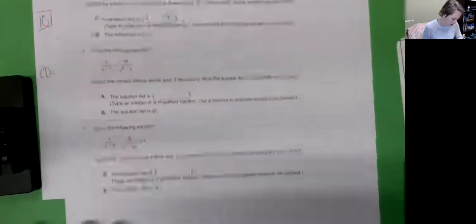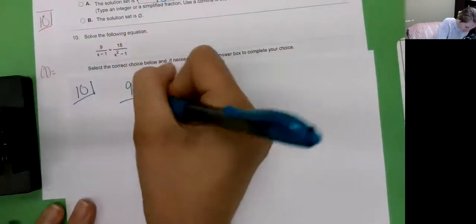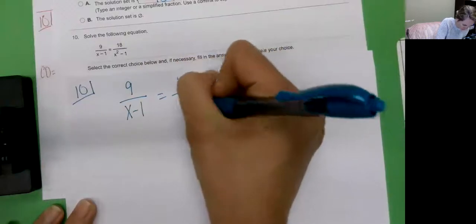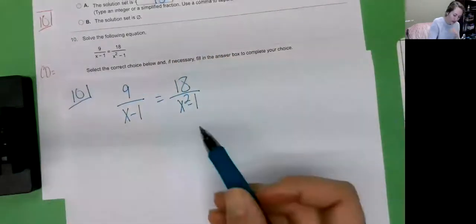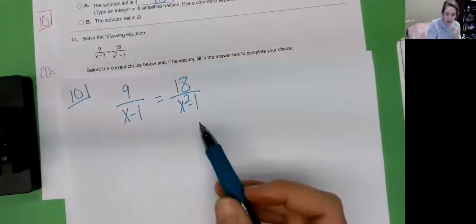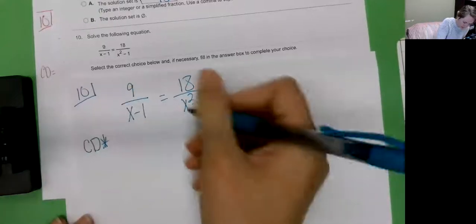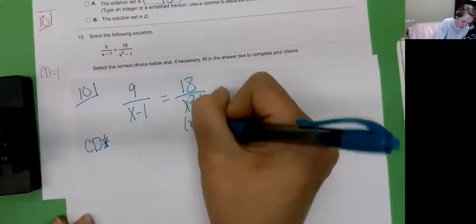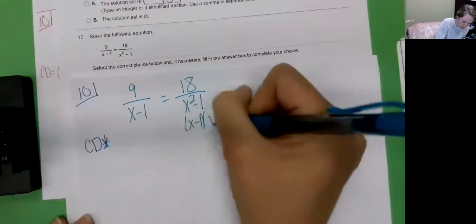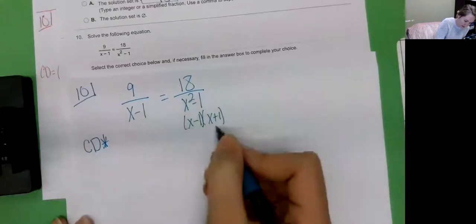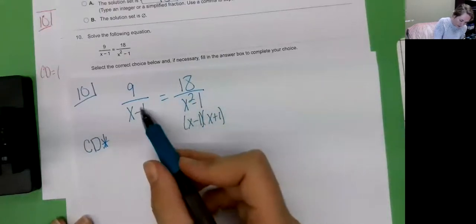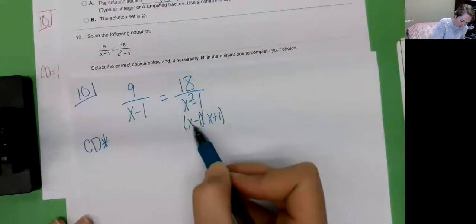Number 10. We have 9 over x subtract 1 equals 18 over x squared subtract 1. So on this one, our common denominator, because right here this is still the difference of two squares because the square root of 1 is 1. So this one already has x subtract 1.